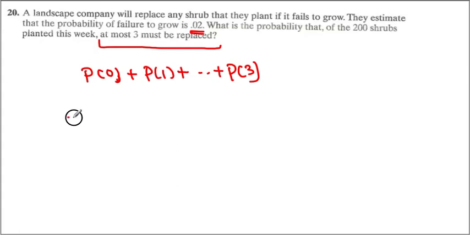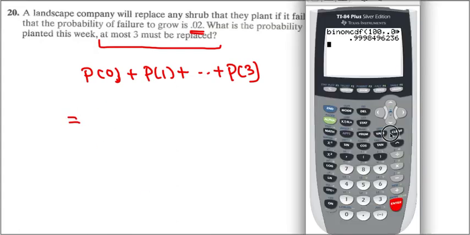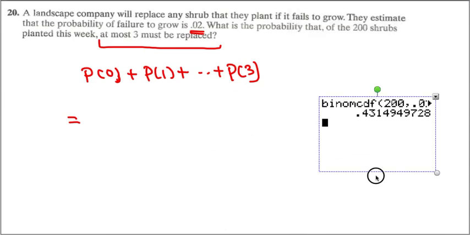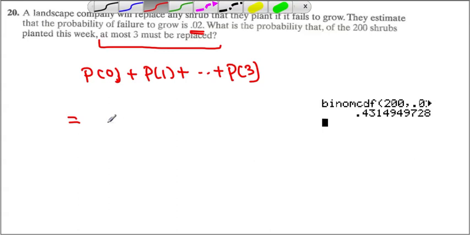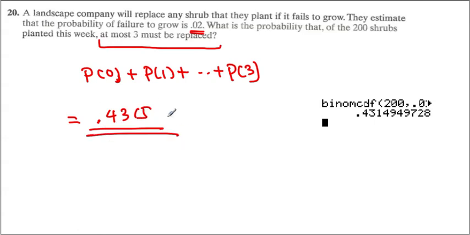So we're going to have the binomial CDF once again. Second distribution. Now, the binomial CDF, that's what we are looking for. Out of 200, and then the replacement failure rate will be this much, and we're looking for at most 3 being replaced. All right, then this becomes our answer. So 0.4315, 43.15% that at most 3 will be replaced.